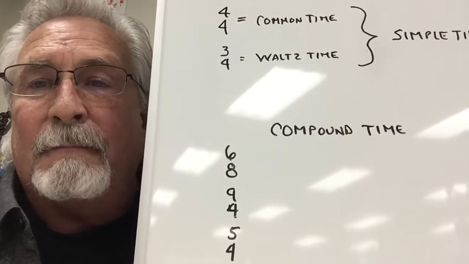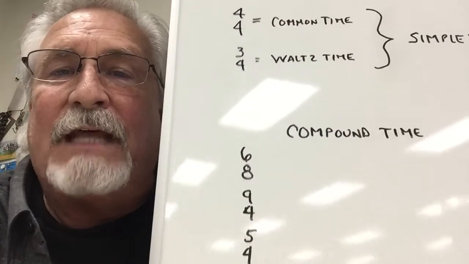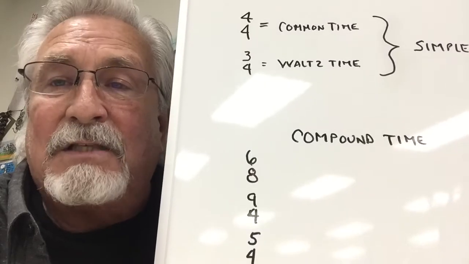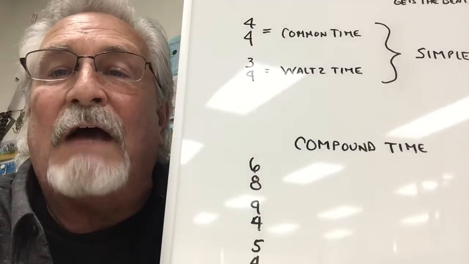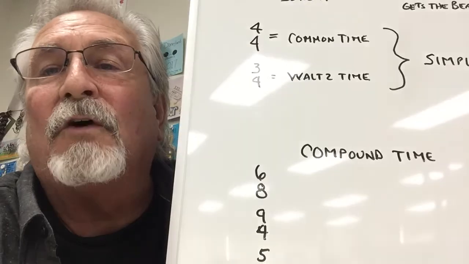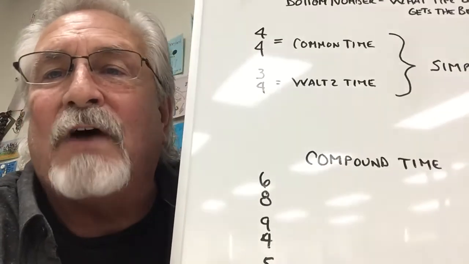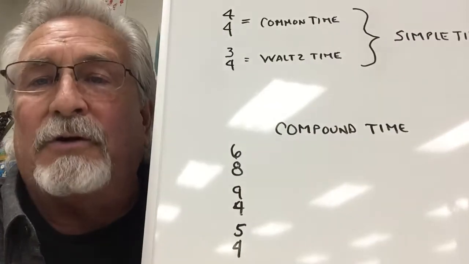Or 9/4. That's a weird one. I don't think we've ever played that one here. But that's 9 beats in the measure. 1, 2, 3, 4, 5, 6, 7, 8, 9. Or 1, 2, 3, 4, 5, 1, 2, 3, 4. And the quarter note gets the beat.